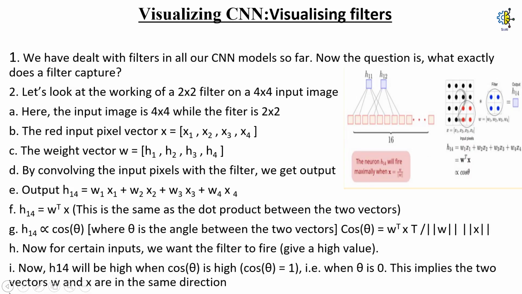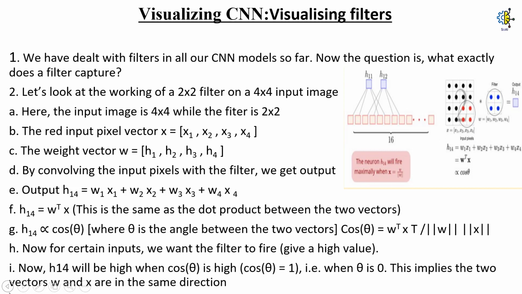Visualizing CNN, visualizing filters. We have dealt with filters in all our CNNs so far. Now the question is, what exactly does a filter capture? Let's look at the working of a 2x2 filter on a 4x4 input image. Here, the input image is 4x4 while the filter is 2x2. The red input pixel vector x is x1, x2, x3 and x4. The weight vector is w. By convolving the input pixels with the filter, we get the output.